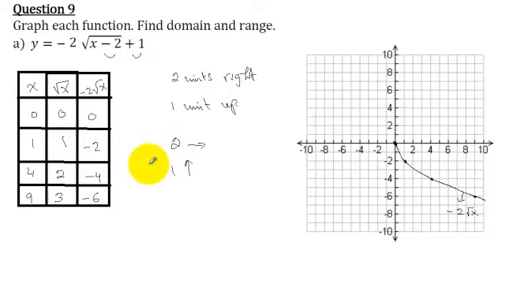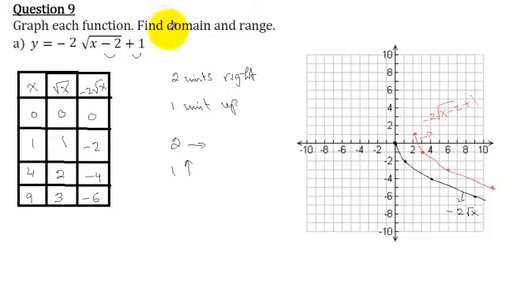Let's go for each point, and let me change the color. We do it in red: 2 units right, 1 unit up. We go over the first point, 1, 2, 1. Then the second point, 1, 2, 1. The third point, 1, 2, 1. And then the fourth point, 1, 2, 1. So we got new points. Then we join them the same way we joined the first graph, and we get the other function. So this is the function that we want, minus 2 radical x minus 2 plus 1. Clear? So this would be easier.